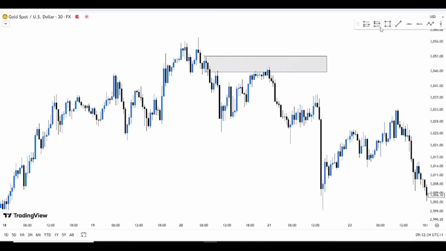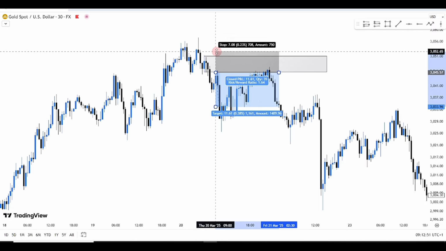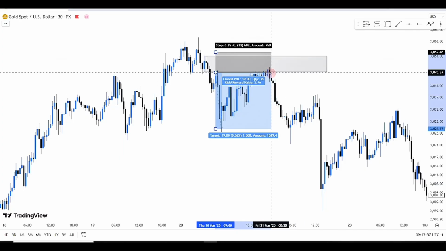So if I want to sell, I want to sell at this very point, because after we had that break to the downside, we had that pullback inside of that level. So I want to sell at this point. My SL should be above my supply level, and my TP should be below. That's how it works.